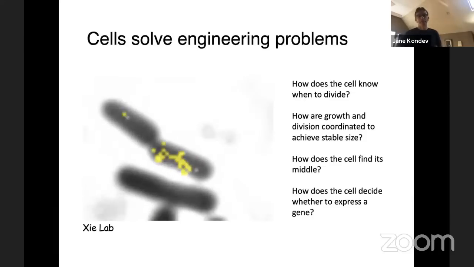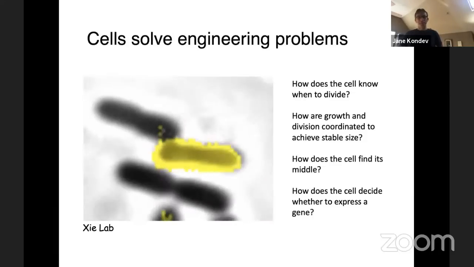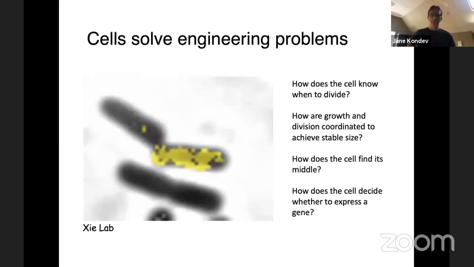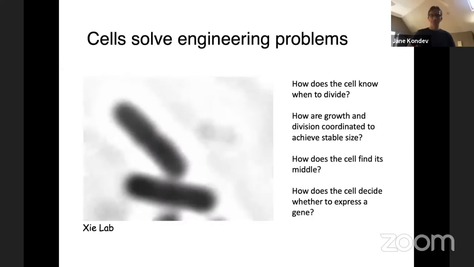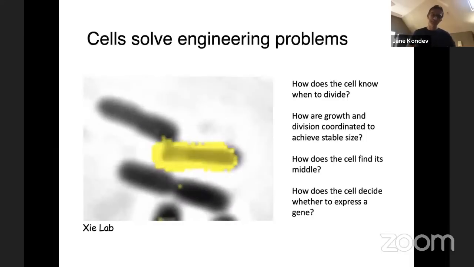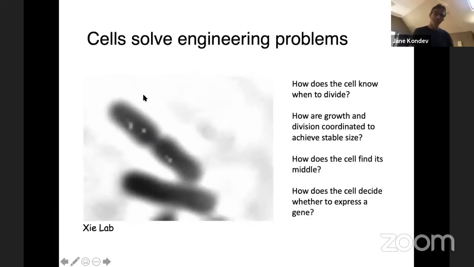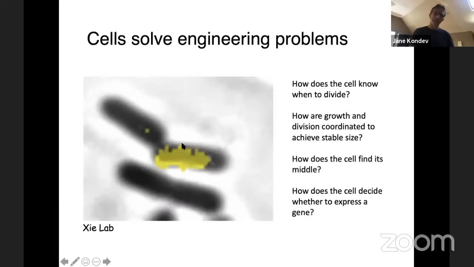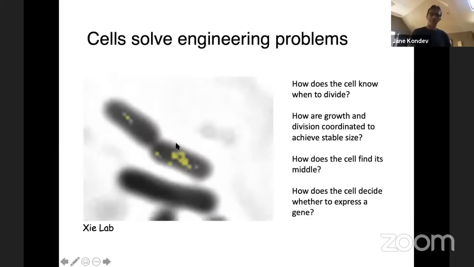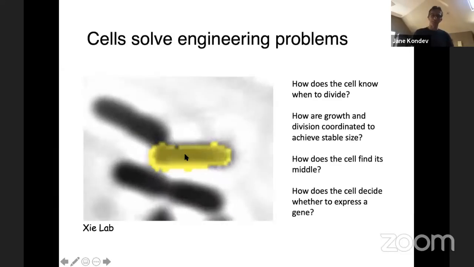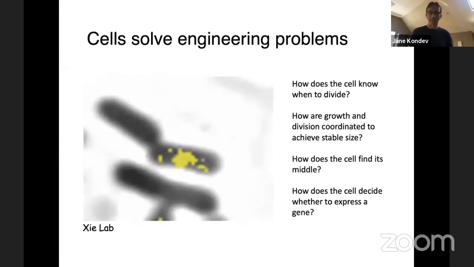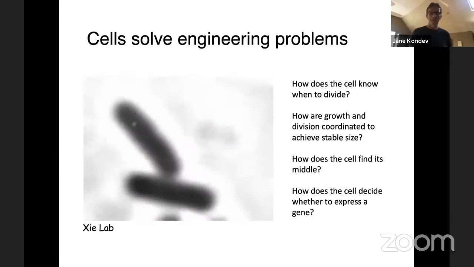And then obviously this experiment is about gene expression, and what you can see here is that the cells are making some kind of a decision, so to speak, when they're expressing this yellow fluorescent protein. So how does the cell decide whether to express this gene or not? Because what you can see in this movie is that the two daughter cells, one towards the top left and one down towards the middle, are doing something very different. They both start out with a little bit of the protein, and then this one in the middle ends up with a lot of protein. So these are all interesting questions, in my opinion, that are really engineering challenges to the cell.